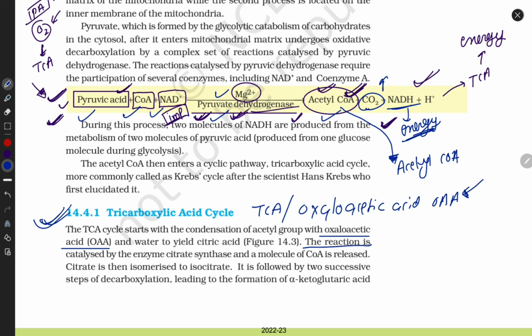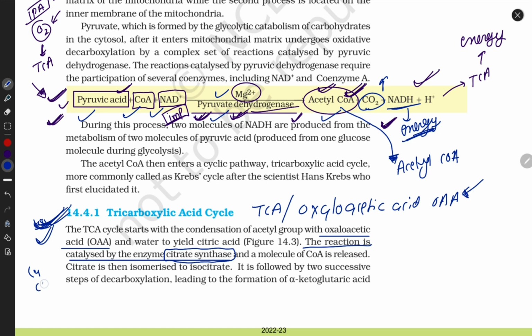This reaction is catalyzed by the enzyme citrate synthase. Remember this enzyme. Again, I'm repeating, remember this enzyme. You have to remember all the enzymes if you want to clear your concepts about metabolism. You have to clear glycolysis, fermentation, TCA, and ETC transport if you want to score full marks in metabolism.